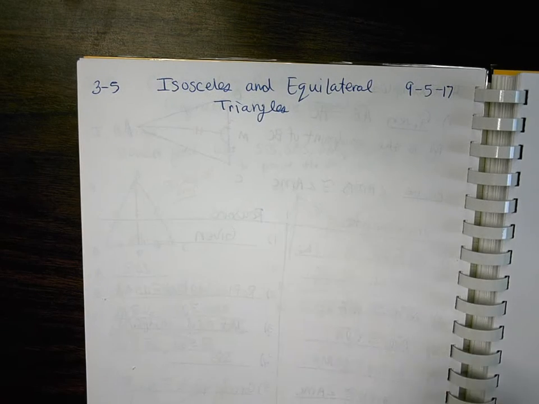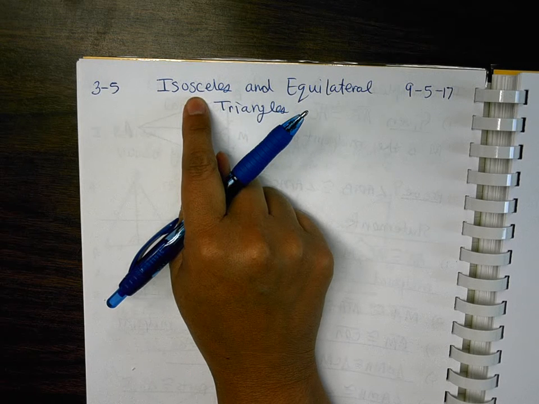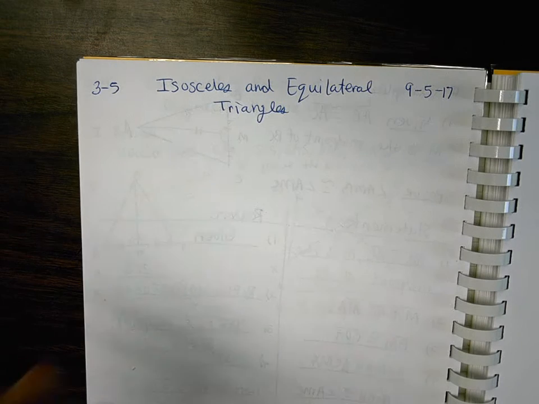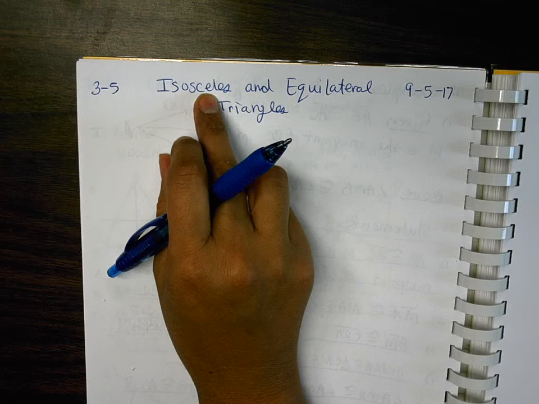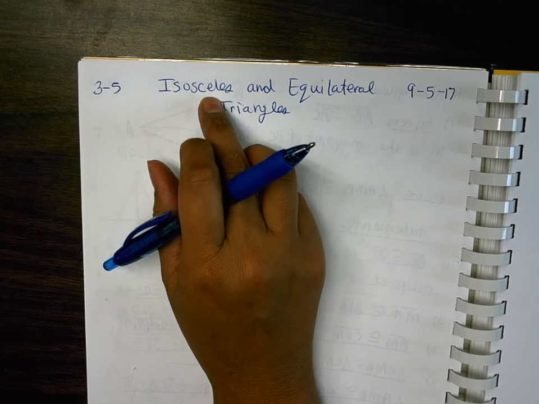Okay, so today we're talking about isosceles and equilateral triangles. What's an isosceles triangle? Two same sides. Two sides are the same? Now, could I say a triangle that has three sides the same is also isosceles? No, it's equilateral. So three sides the same, two sides the same.